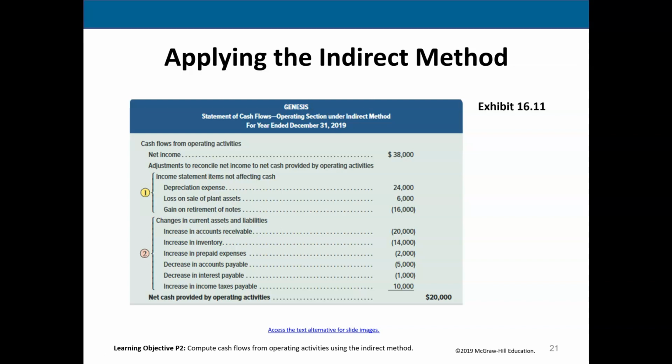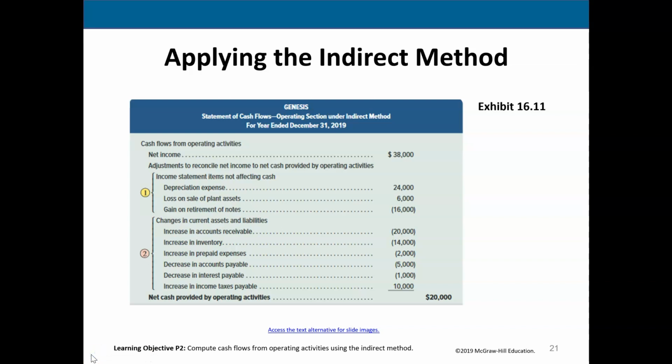Then we have a $6,000 loss on sale of plant assets. We learned in a previous chapter these journal entries. I think it was chapter 10. When you sell a plant asset, you look at its book value, you update all the depreciation, then calculate the book value, and from there you figure out a gain or a loss.